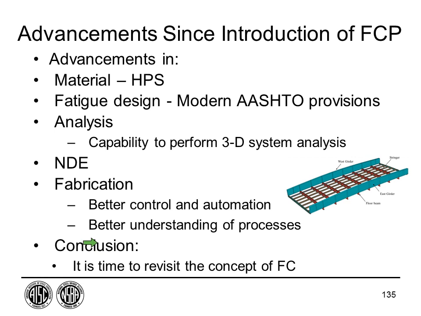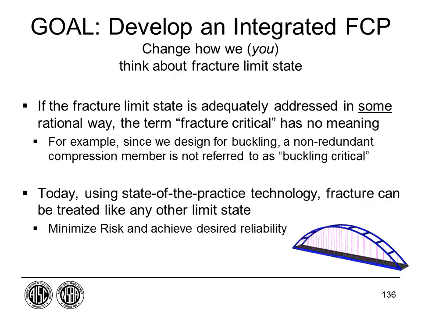And so the industry is recognizing it's time to revisit this concept that a bridge built with 2 girders can be just as reliable as a bridge built with 4 girders, for example. And so we're doing a lot of work with that here at Purdue and the industry overall. And what we want, especially the younger people on the call, is to start thinking differently about this, that we have what's called an integrated fracture control plan, where this term fracture critical really has no meaning anymore.